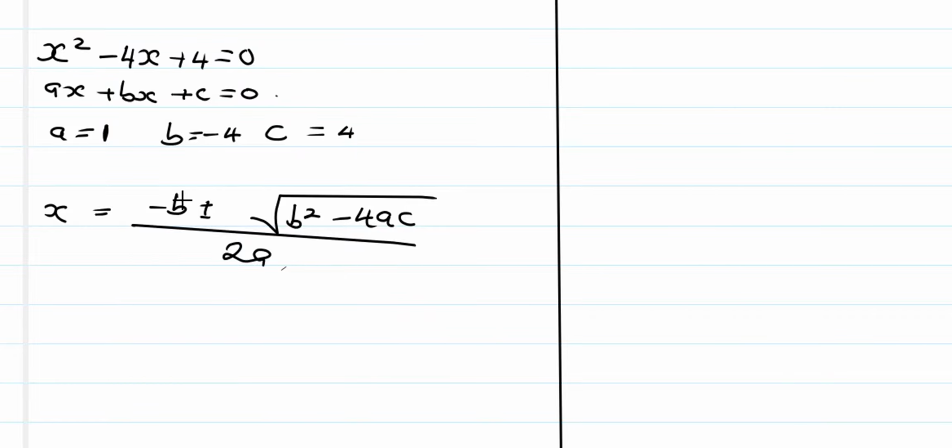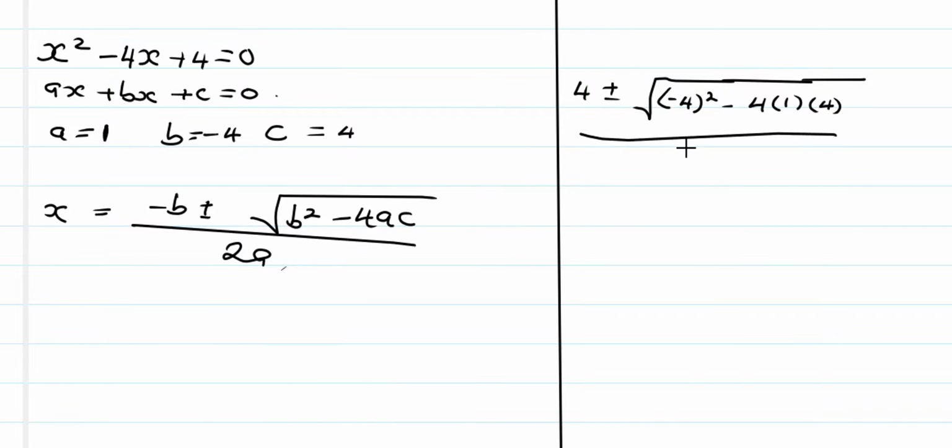So the first thing is negative b, but here b is negative 4, so negative negative 4 will be positive 4. Then plus or minus the square root of b squared, but we already know b is negative 4, then squared, then minus 4ac, but we already know a is 1 and c is also 4. And we divide the whole of this by 2a, but we already know a is 1.